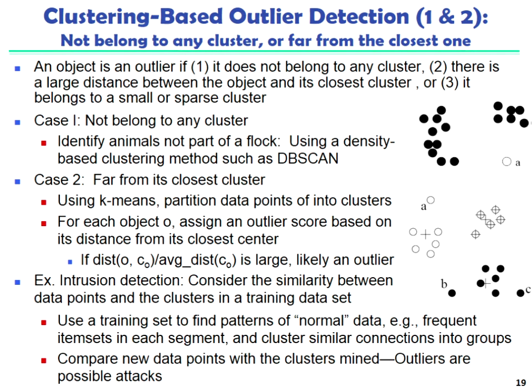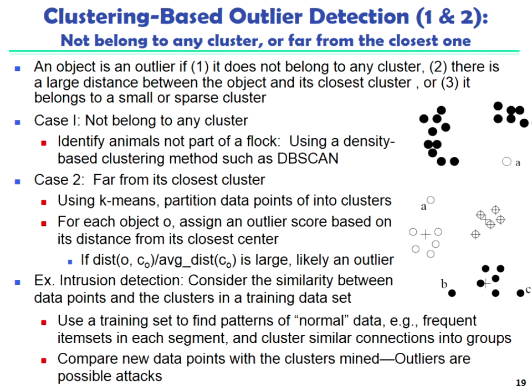Is it clear how we can use clustering-based outlier detection? So I repeat, there are three possibilities. It does not belong to any cluster. This is the first possibility. There is a large distance between the object and its closest cluster. This is the second possibility. Or it belongs to a small or sparse cluster.